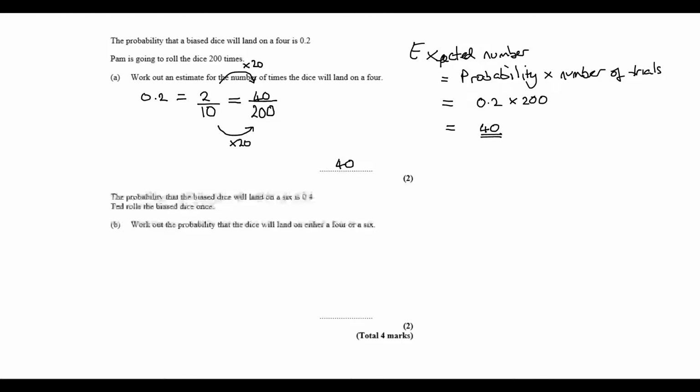Either way, when we use the idea of equivalent fractions, or just use the expected number is the probability times the number of trials. Right, let's have a look at the second part. The probability that a biased dice will land on a 6 is 0.4. So that's quite a biased dice. Ted rolls the biased dice once. Work out the probability that the dice will land on either a 4 or a 6.